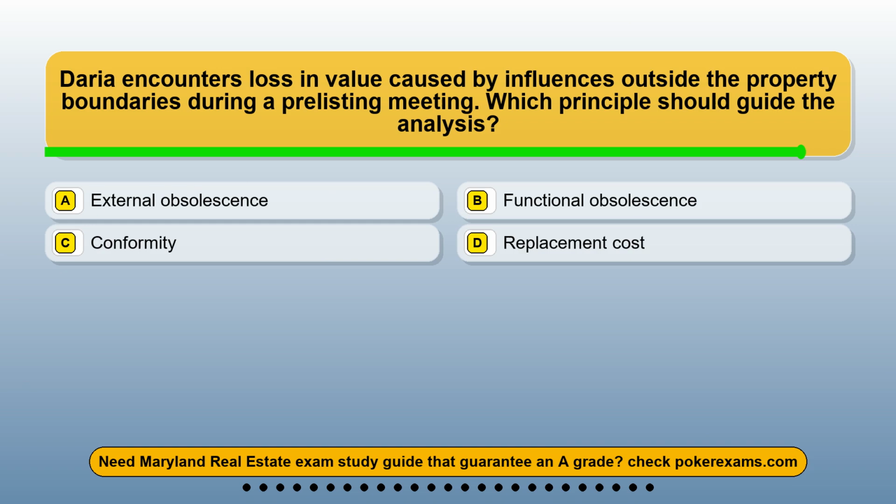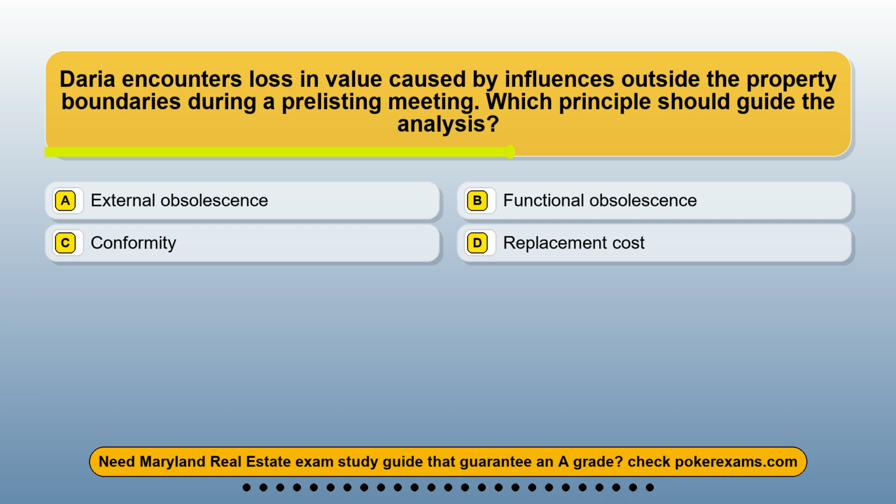Question 22. Daria encounters loss in value caused by influences outside the property boundaries during a pre-listing meeting. Which principle should guide the analysis? Option A, external obsolescence. Option B, functional obsolescence. Option C, conformity. Option D, replacement cost.